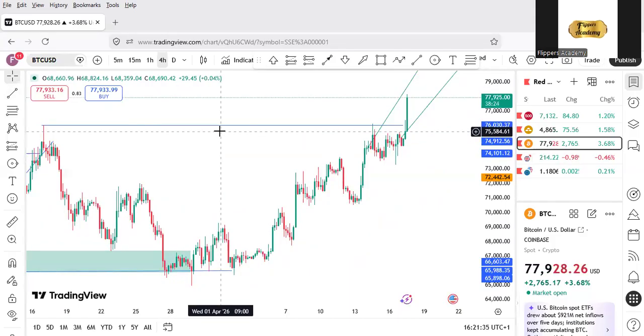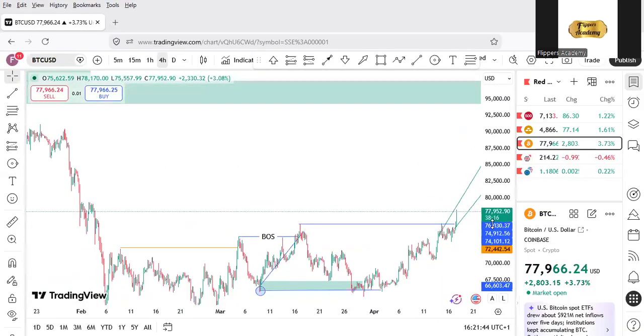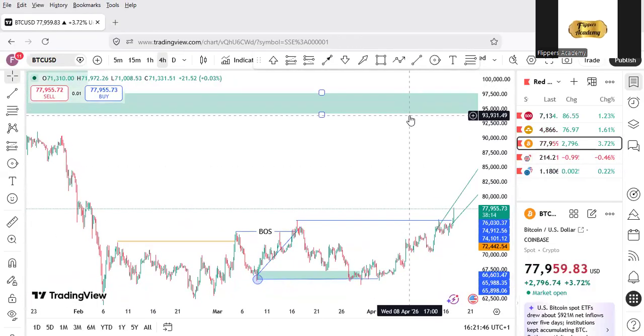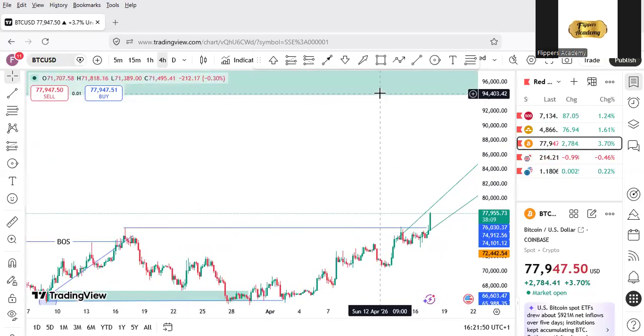BTC is buying according to the 4 hours. It is showing buy. Now, before BTC starts to sell again, just take note: BTC will reach here before it starts to sell. According to what I am seeing now, BTC will reach here before it starts to sell again.